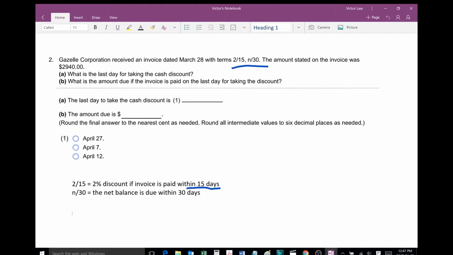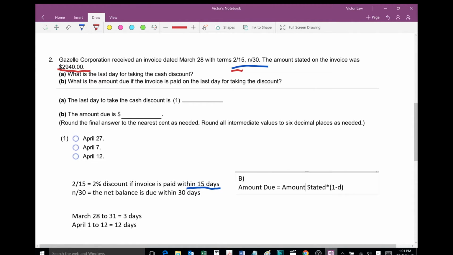So the last day to take the cash discount is 15 days after the invoice date of March 28. From March 28 to March 31st, there are 3 days, and then from April 1st to April 12th, there are 12 days. So that equals 15 days. Therefore, we know that the answer for part A is April 12th.